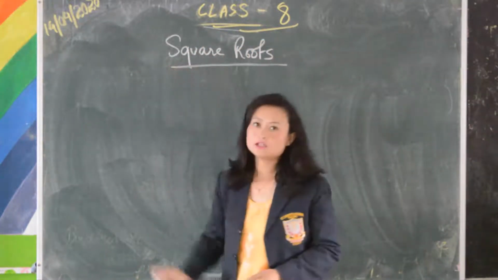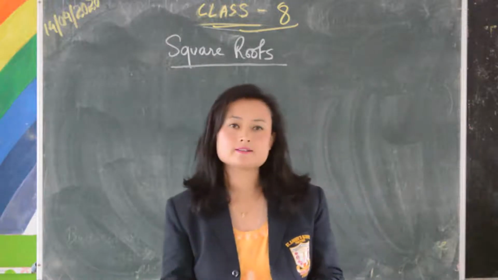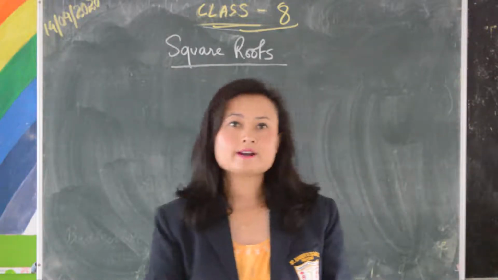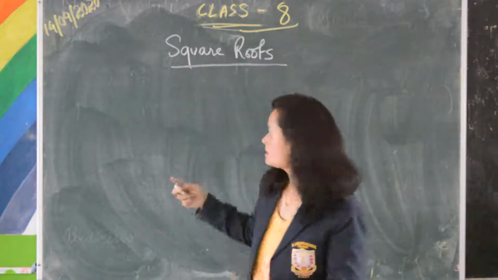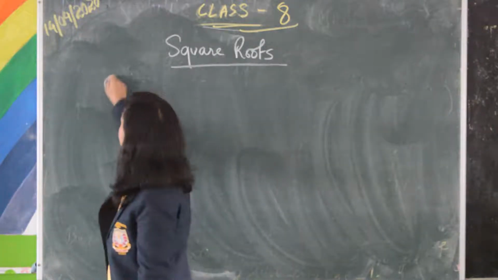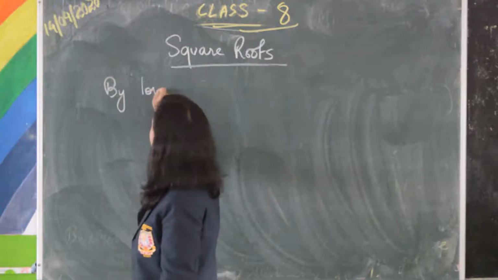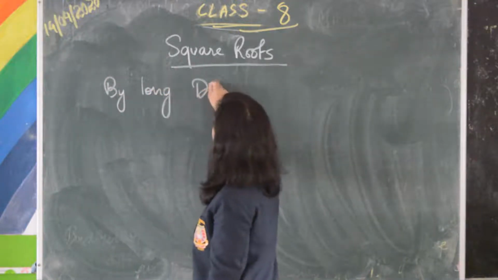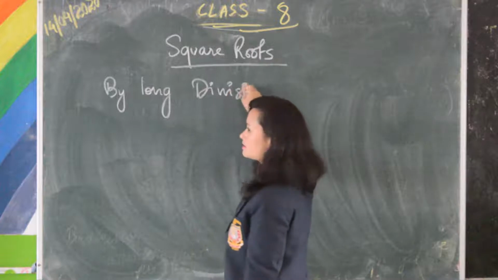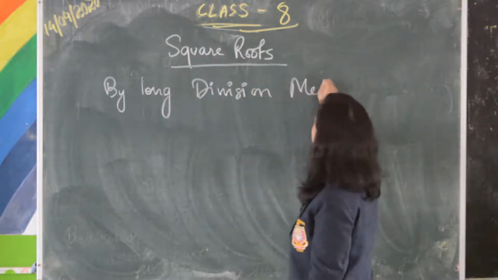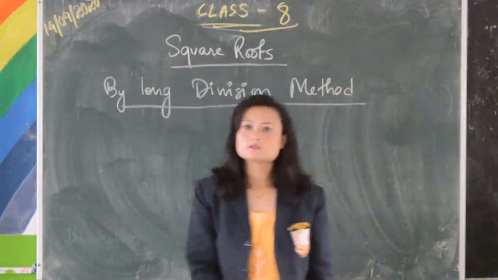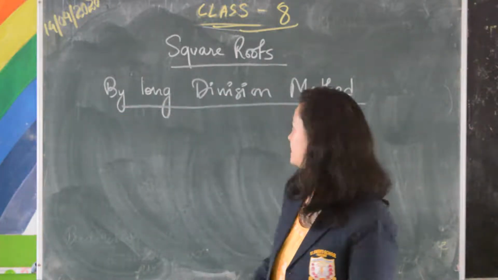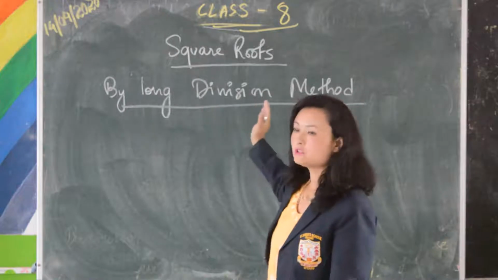And since we have done how to find square roots by prime factorization method in the classroom, today we'll be doing finding the square root by long division method. So we'll be finding the square root by long division method.